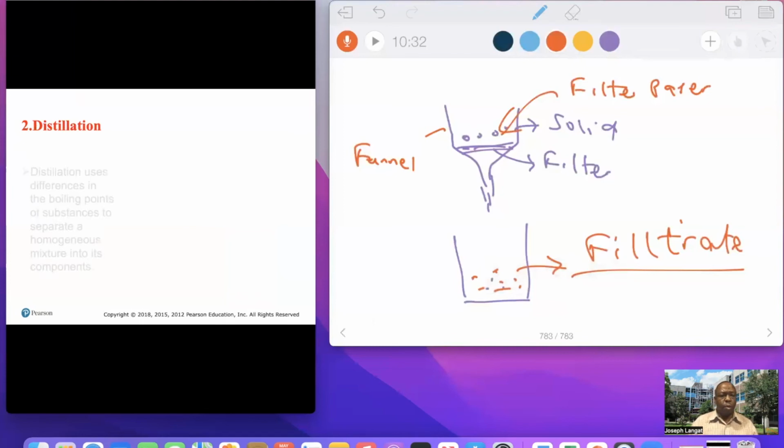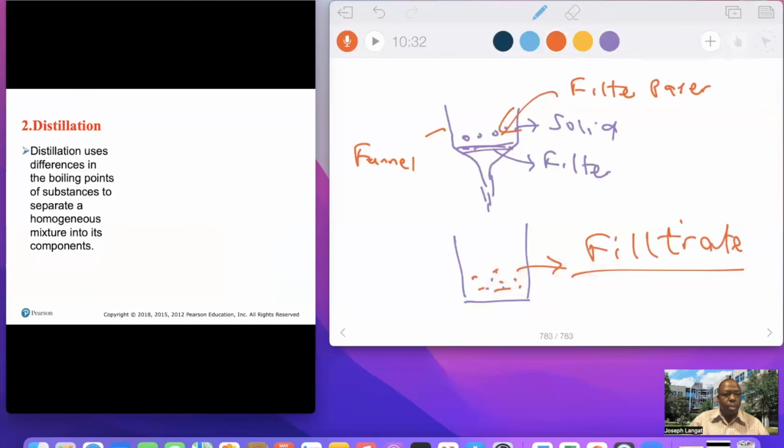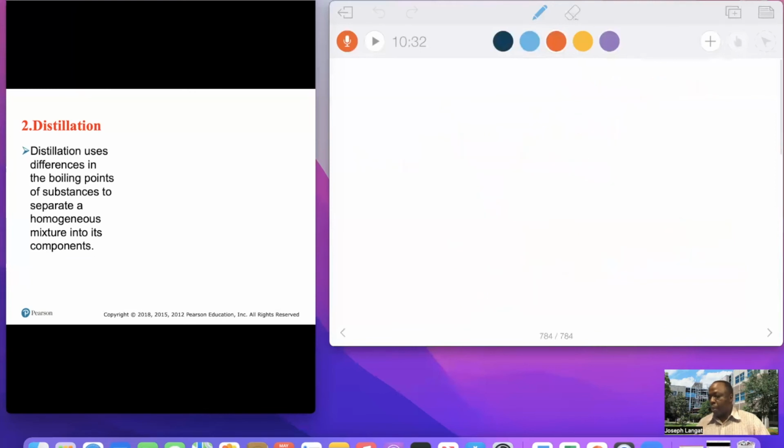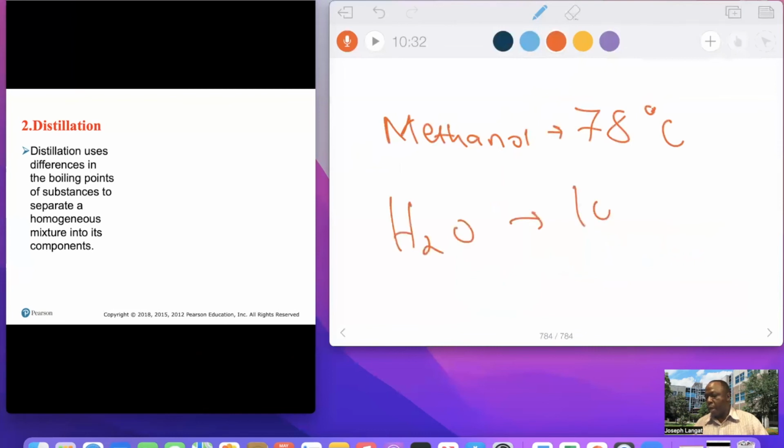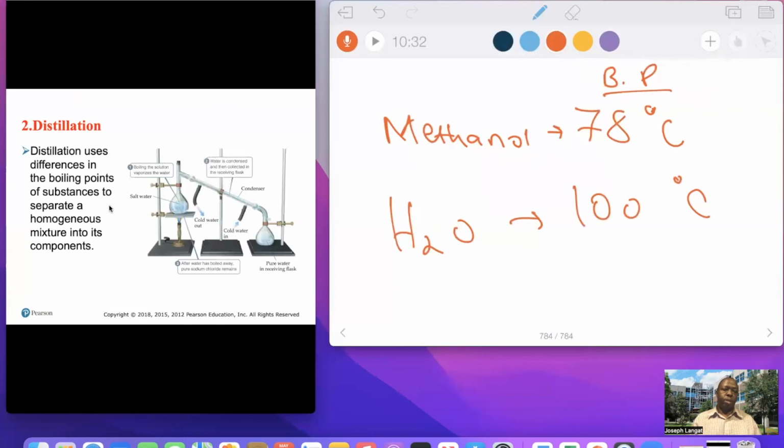Distillation, this is a common separation technique in organic chemistry. You'll see this, it just uses the difference in boiling point. For example, methanol, all right, has a boiling point of 78 degrees Celsius, and H2O has a boiling point of 100 degrees Celsius. These are just boiling points. We can separate the two into pure substances by employing what we call a distillation apparatus.